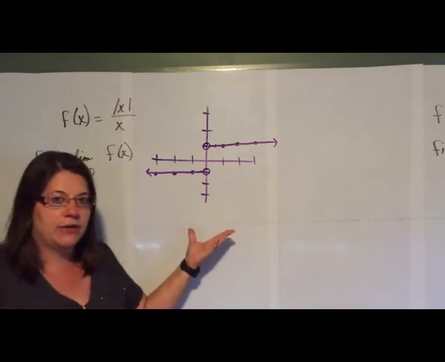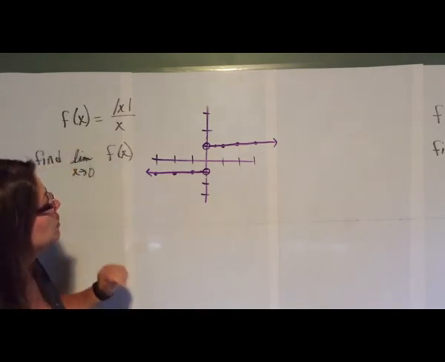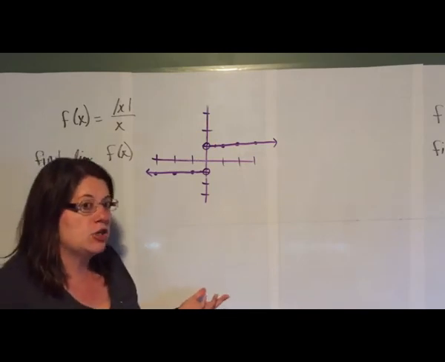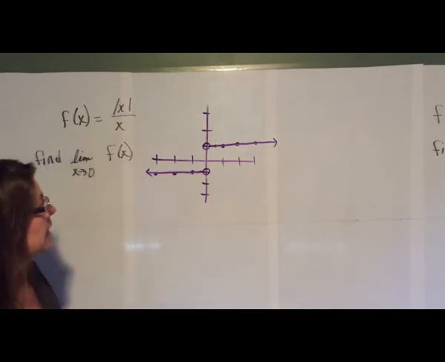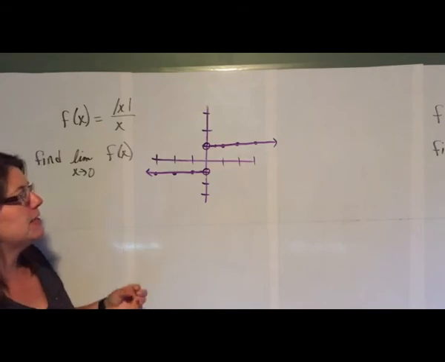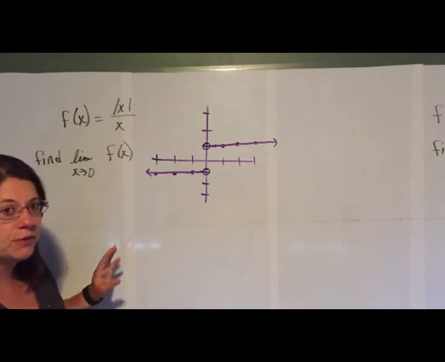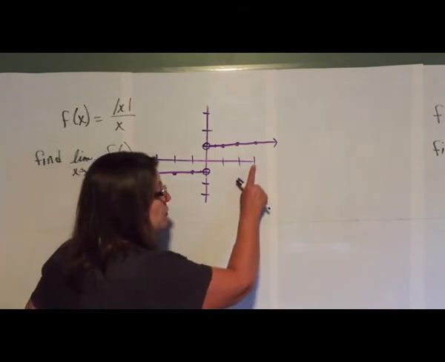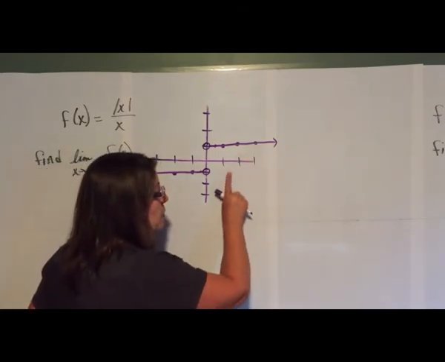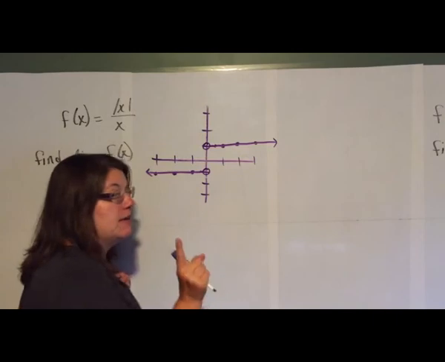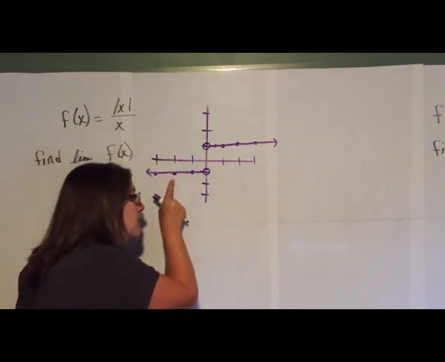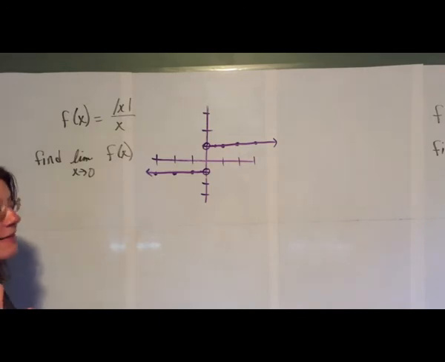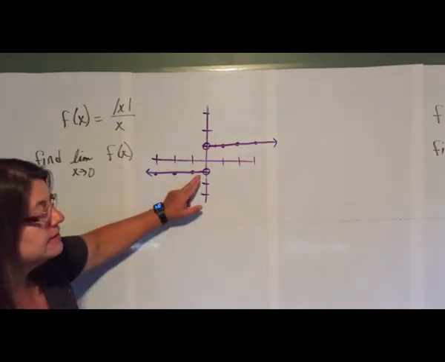So here's my graph. So when it has a jump in the graph like that, it's not continuous. Okay, well that's okay. And if we were to find the limit anywhere except for 0, we would be able to find a limit. For example, the limit as x approaches 3 is 1. The limit as x approaches 1 is 1. The limit as x approaches -2 is -1. So everywhere on this graph has a limit except at 0.